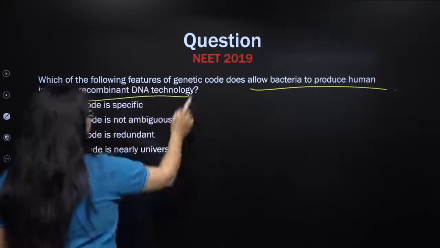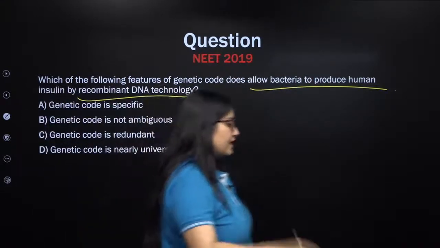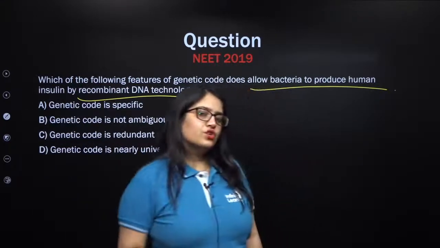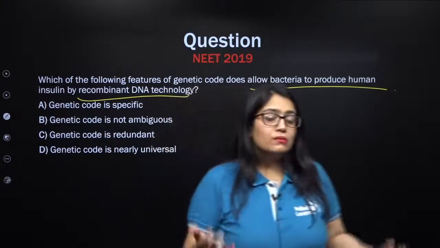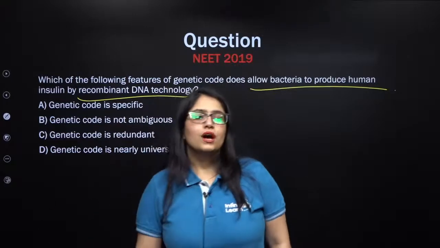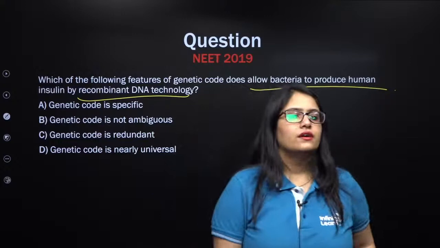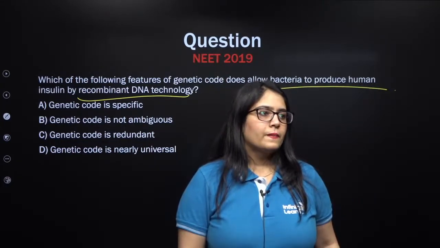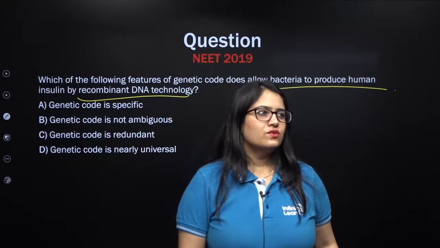by recombinant DNA technology? So which of the salient features or properties of genetic code enables us to obtain human insulin even from a prokaryote like E. coli? So how does this happen? How can we use or manipulate this in genetic engineering? Any guesses over this, kids?